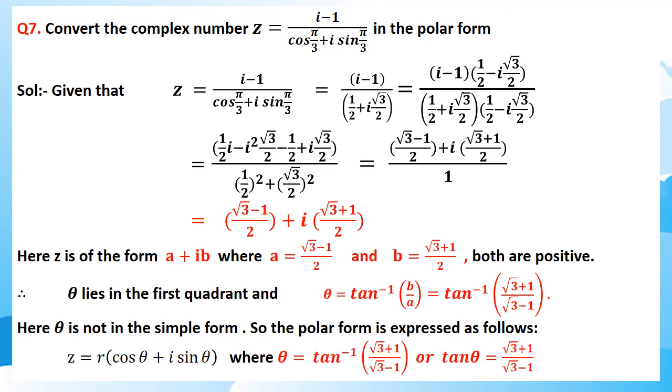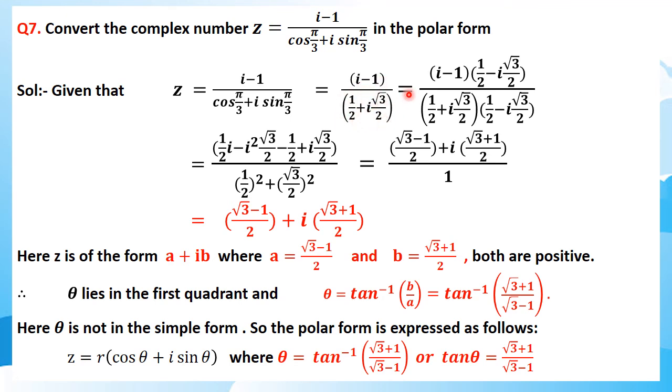Question number 7. Convert the complex number z is equal to i minus 1 upon cos pi upon 3 plus i into sin pi upon 3 into polar form. So we will write down the given complex number z, with denominator cos pi upon 3 plus i into sin pi upon 3. We will substitute the values of cos pi upon 3 and sin pi upon 3, that is cos 60 and sin 60. So we will get i minus 1 upon half plus i into root 3 upon 2.